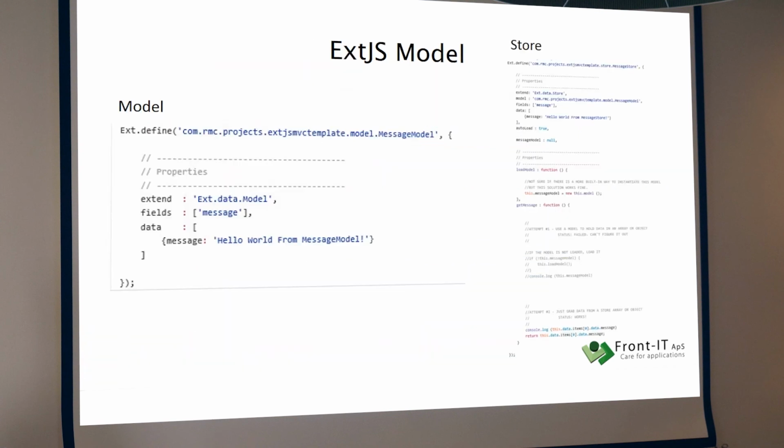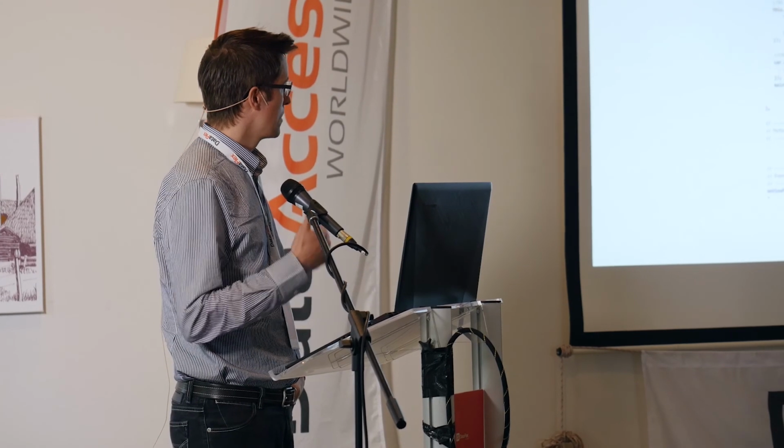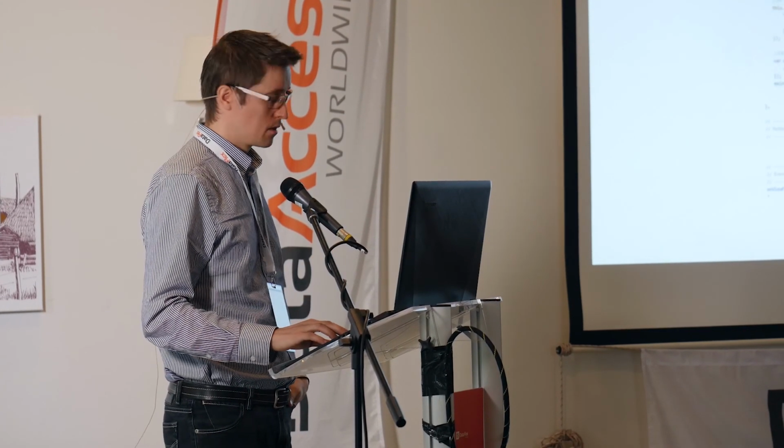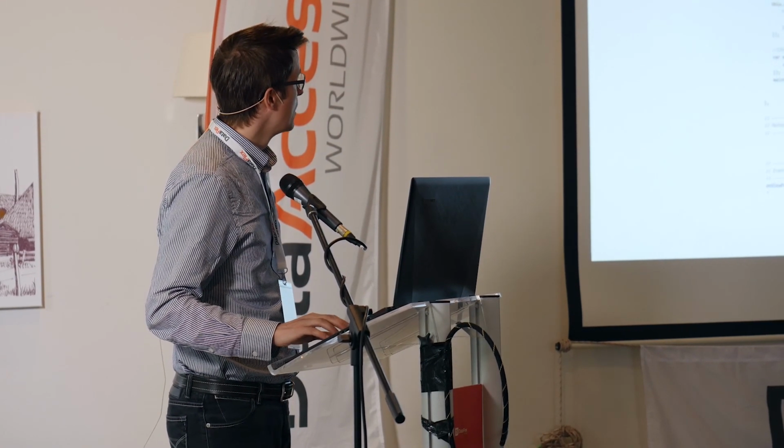And here you have the model, and you have almost an identical file which is called the store, which handles the manipulation of data. And then you have the controller, and here's an example of an event on the clear message button, which is handling when you click that button. And you have some other buttons as well, and view presentation.